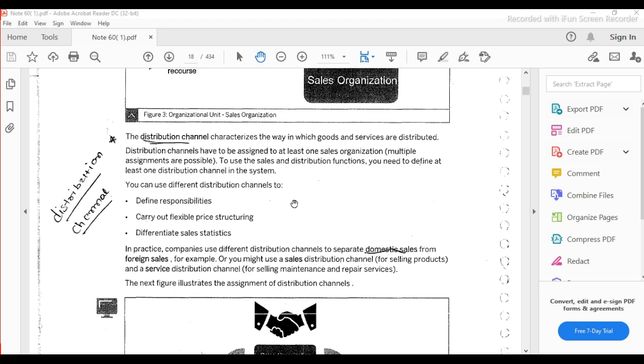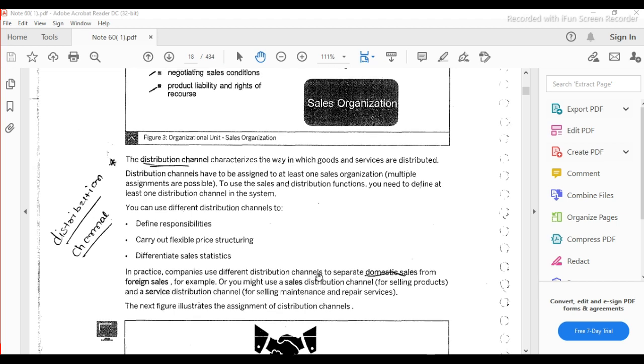Generally in practice, companies may use different distribution channels to separate their domestic sales. For export sales, we have a different distribution channel. Then for services, we have a separate distribution channel.